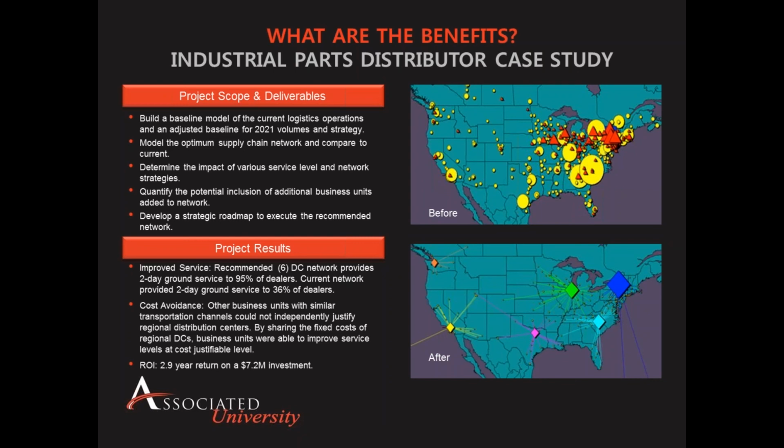At the end of the day, the return on investment for moving from that single DC to the 6 DC network was a little less than a 3-year return on about a $7 million capital investment.